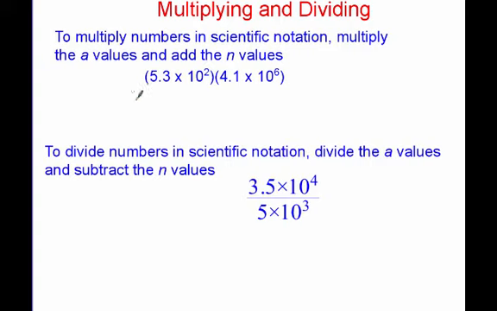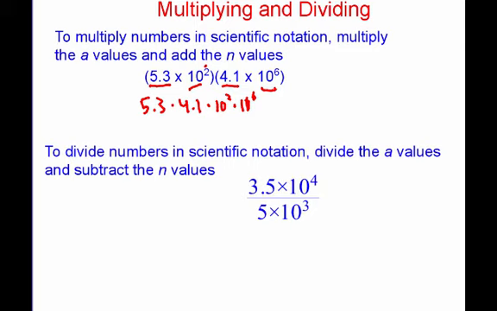Multiplying and dividing is a little different. To multiply numbers in scientific notation, we're going to multiply the a values and add the n values. Think back to what we did when we multiplied exponents. Our exponents get added together. Because we can think of this 5.3 times 10 to the second times 4.1 times 10 to the 6th as being the same thing as 5.3 times 4.1, let's use dots for multiplying, times 10 squared times 10 to the 6th.